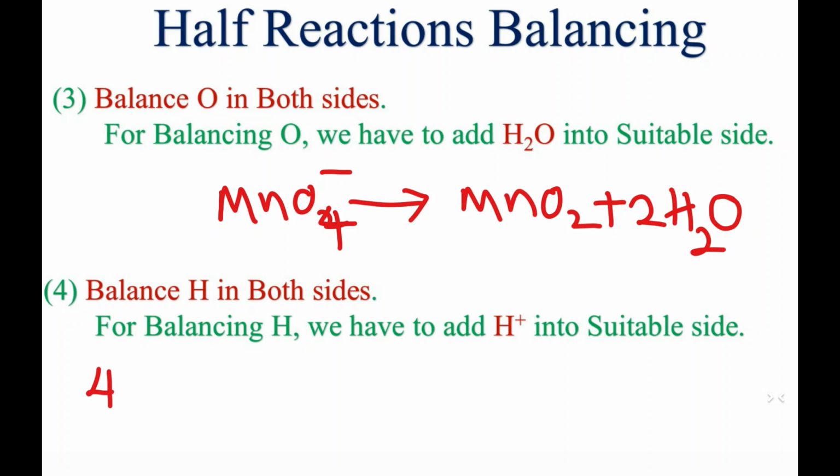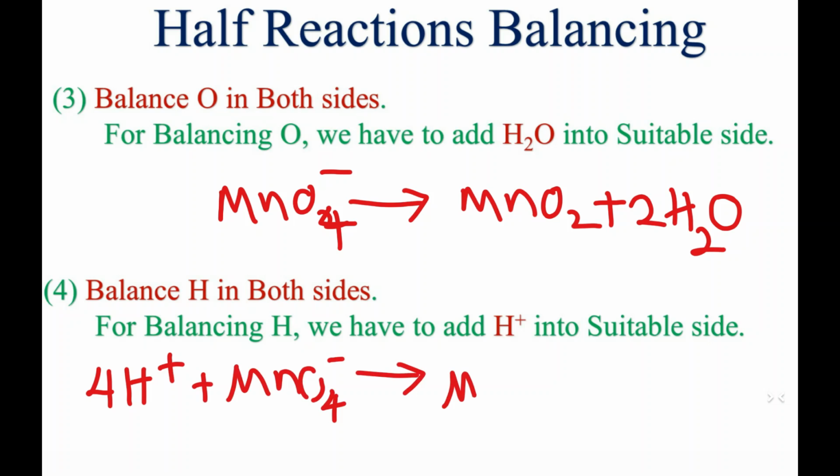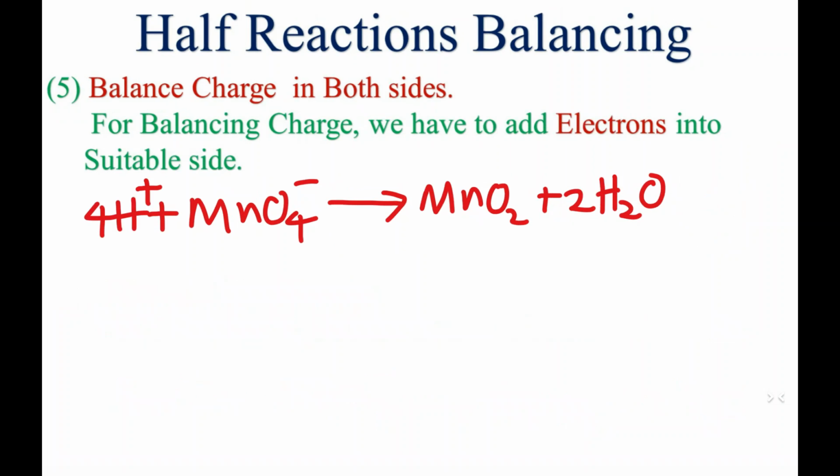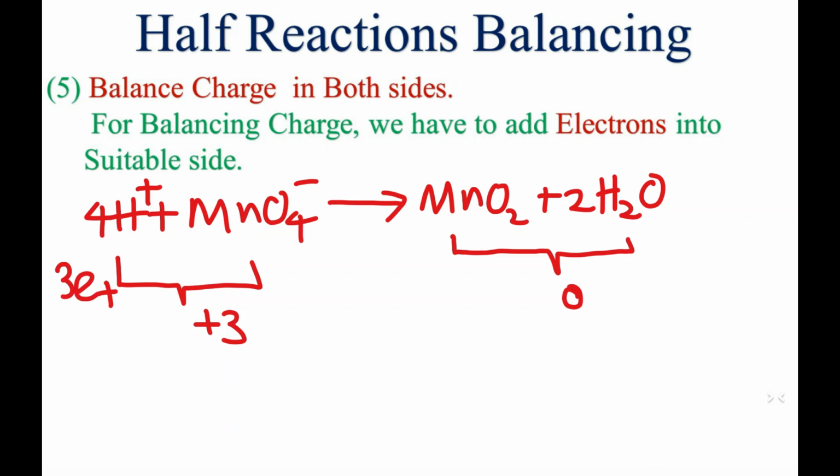After adding hydrogen plus, this is the reaction: 4H plus plus MnO4 minus becomes MnO2 plus 2 H2O molecules. Finally we have to balance the charge on both sides. You can see on the right side the charge is 0, but on the left side the charge is plus 3, so we have to add 3 electrons to the left side to balance the charge. Then this is our final balanced half reaction.